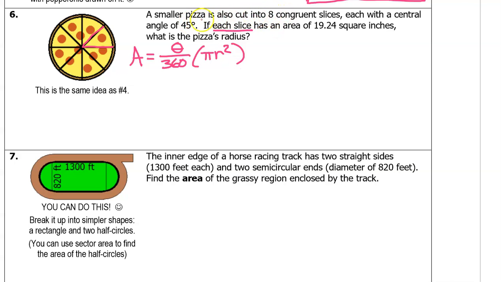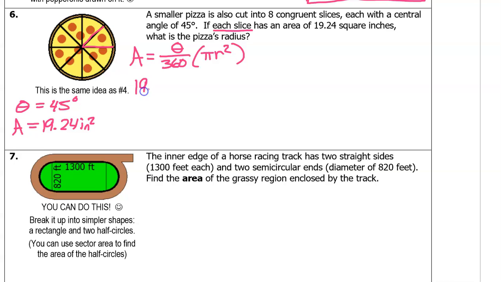It doesn't matter that the pizza is cut into 8 congruent slices. We're just dealing with 1. What matters is that the central angle is 45 degrees. That tells us that theta is 45 degrees for one sector. Each slice has an area of 19.24 square inches. So that is the area of one sector. So we are given theta and we are given A. Let's go ahead and substitute those in.